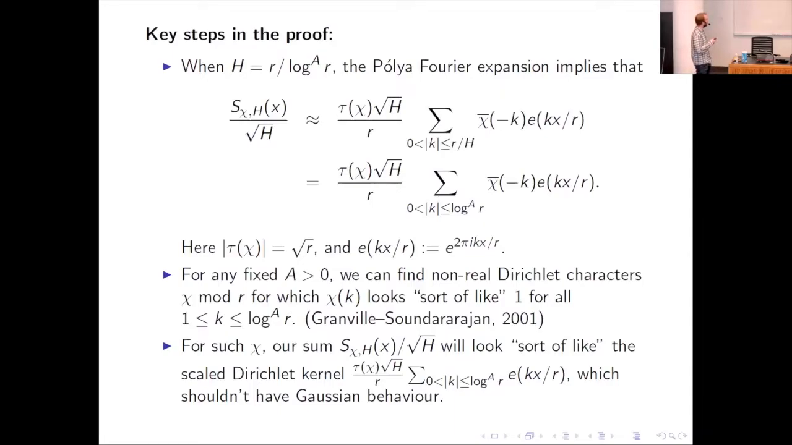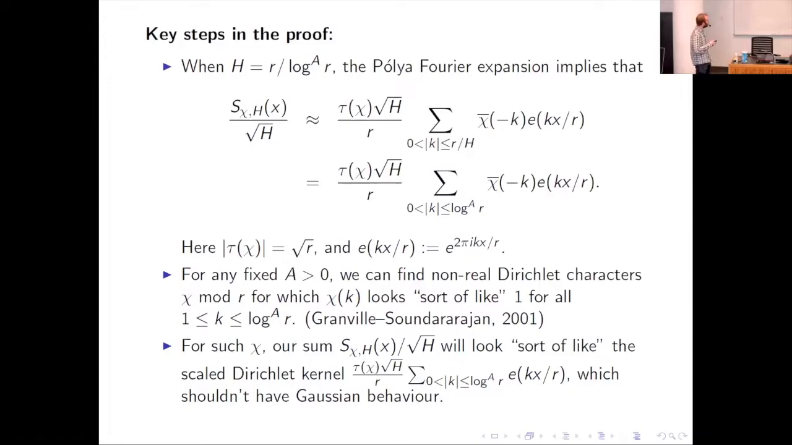Okay, so now, Andrew, we're going to use some of your work. On intervals of this length, there exist characters which, I've written very vaguely here, look sort of like 1. This is a result of Granville and Sound from about 20 years ago. Sort of like 1 means that when you take the sum on this interval, you don't get too much cancellation. So the sum is at least some constant depending on a times the full length of the range of summation.